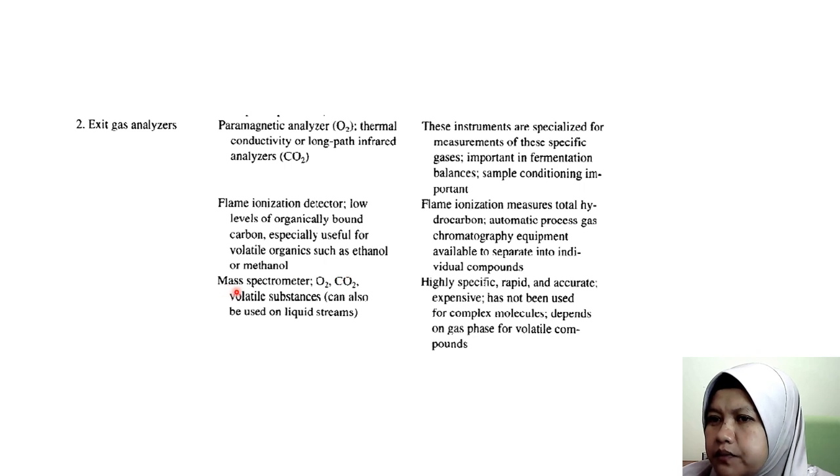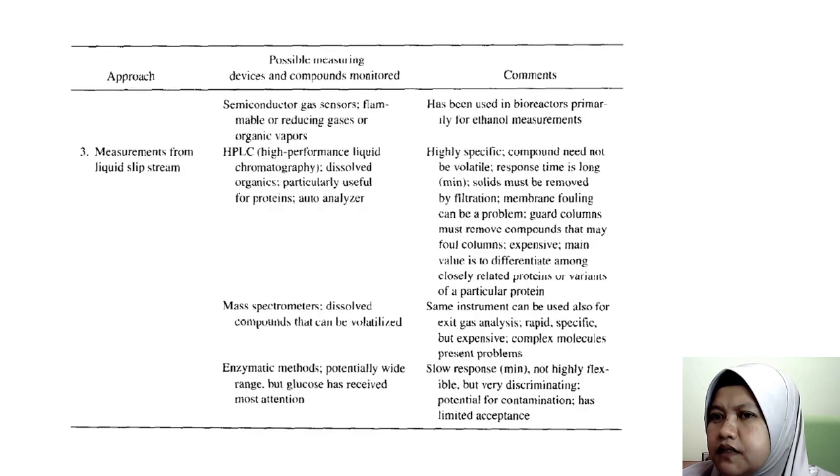Another one is the mass spectrometer, oxygen, carbon dioxide, volatile substances can also be used as liquid streams. The last approach is measurements from liquid slit stream. So the possible measuring devices and compounds monitored are using the semiconductor gas sensors, HPLC, mass spectrometers, enzymatic methods.